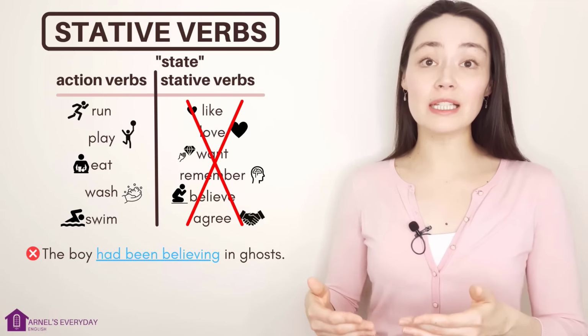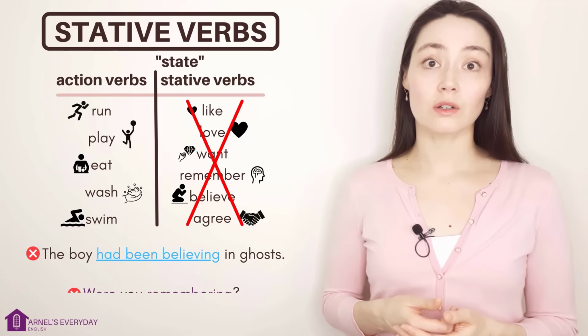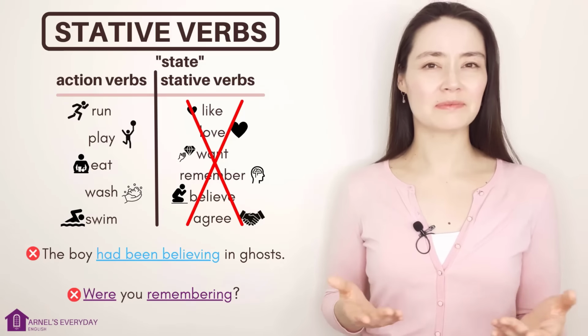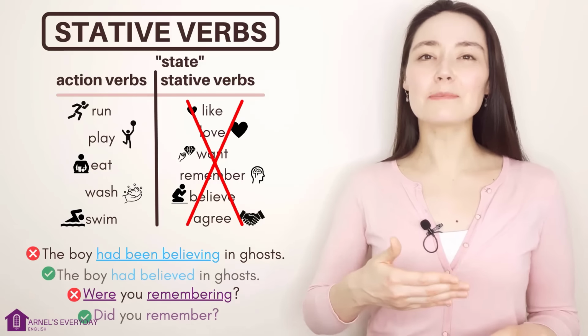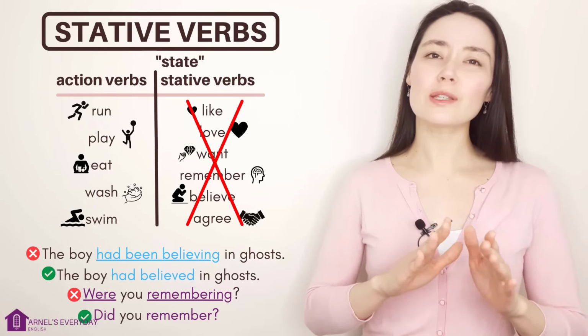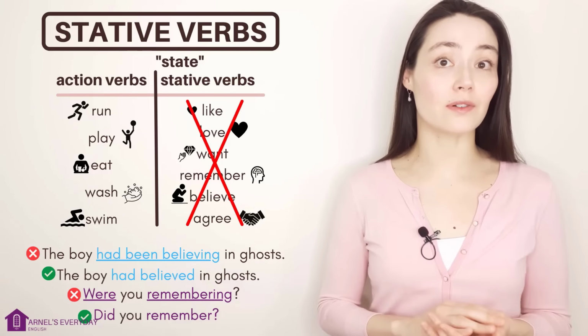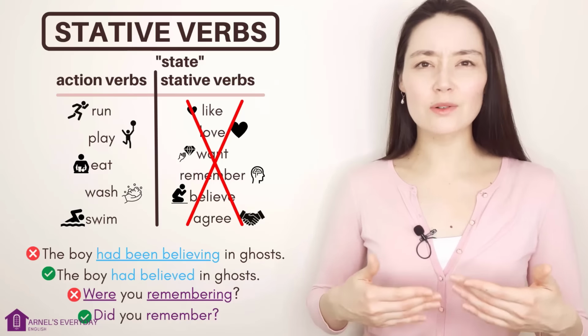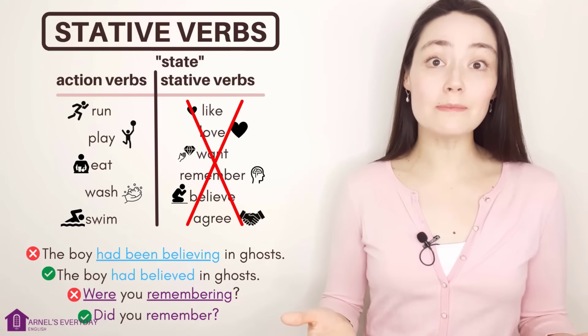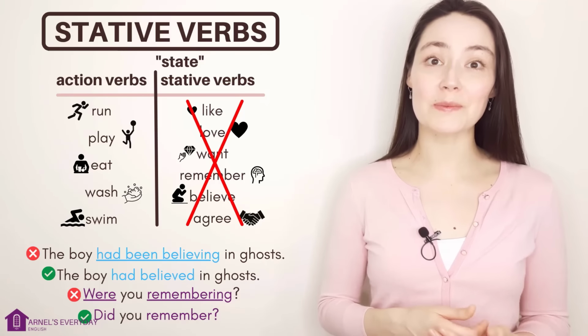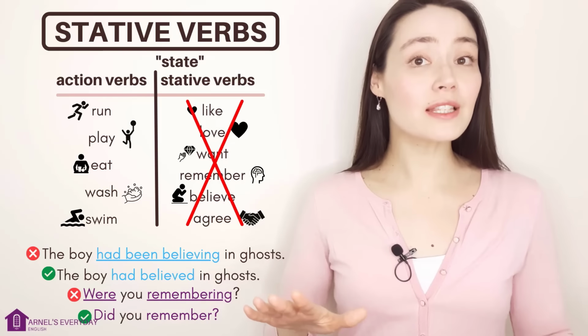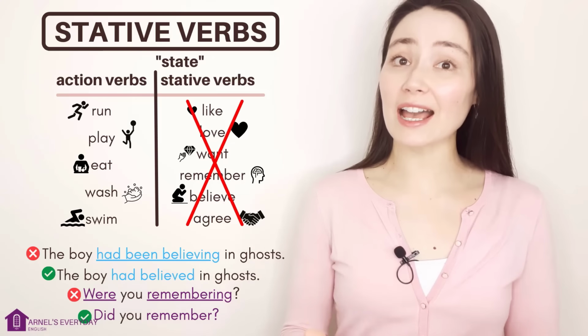He had been believing in ghosts. Were you remembering? He had believed in ghosts. Use a past perfect simple if it's a stative verb. Did you remember? Use a past simple if it's a stative verb. In this lesson, all of the examples I gave you had an action verb.